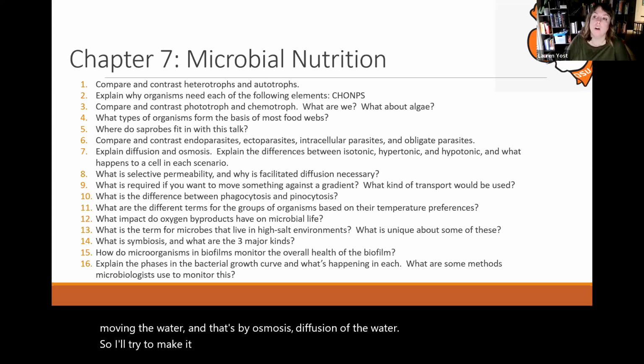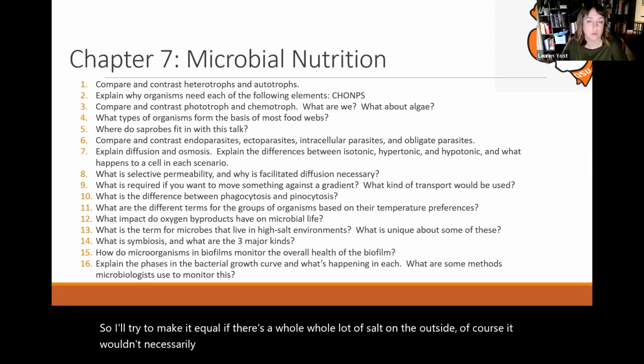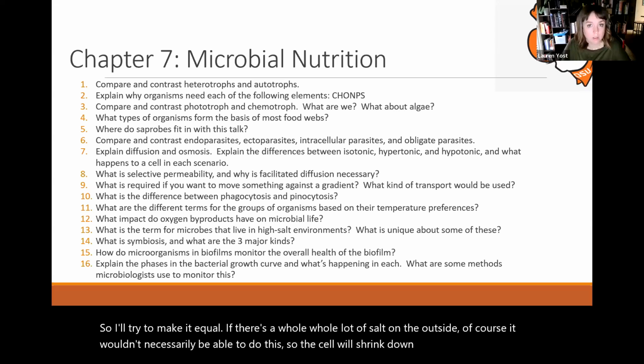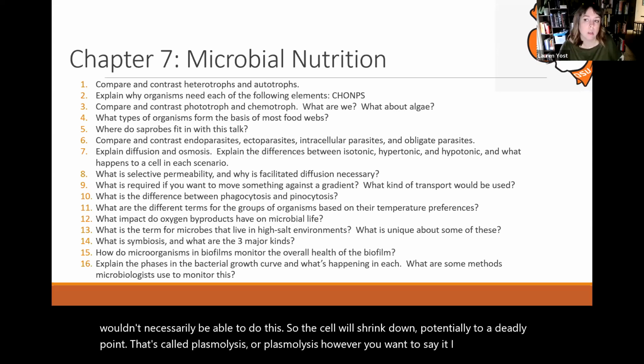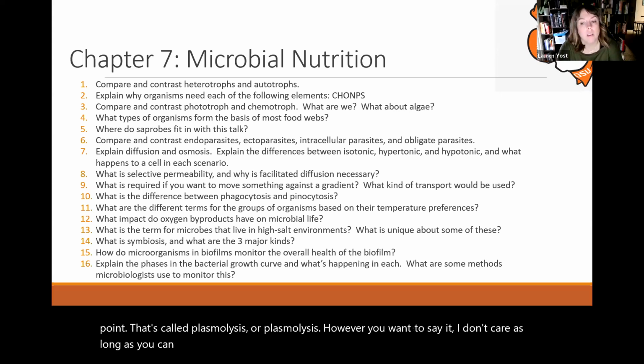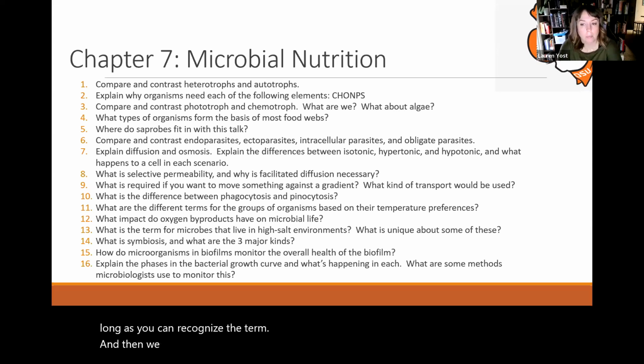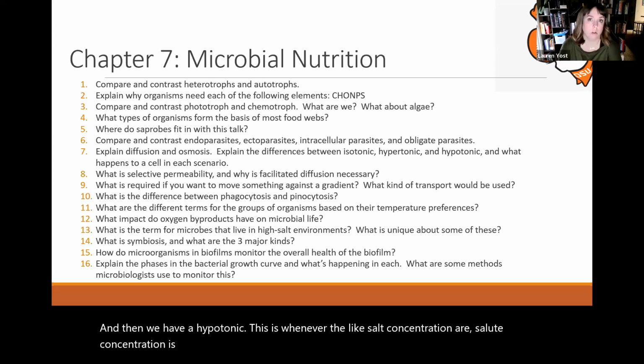If there's a whole lot of salt on the outside, of course, it would not necessarily be able to do this. So the cell will shrink down potentially to a deadly point. That's called plasmolysis, however you want to say it. I don't care as long as you can recognize the term. And then we have hypotonic. This is whenever the salt concentration or solute concentration is lower outside. So hypo being low, it's lower outside the cell than what is inside of the cell.